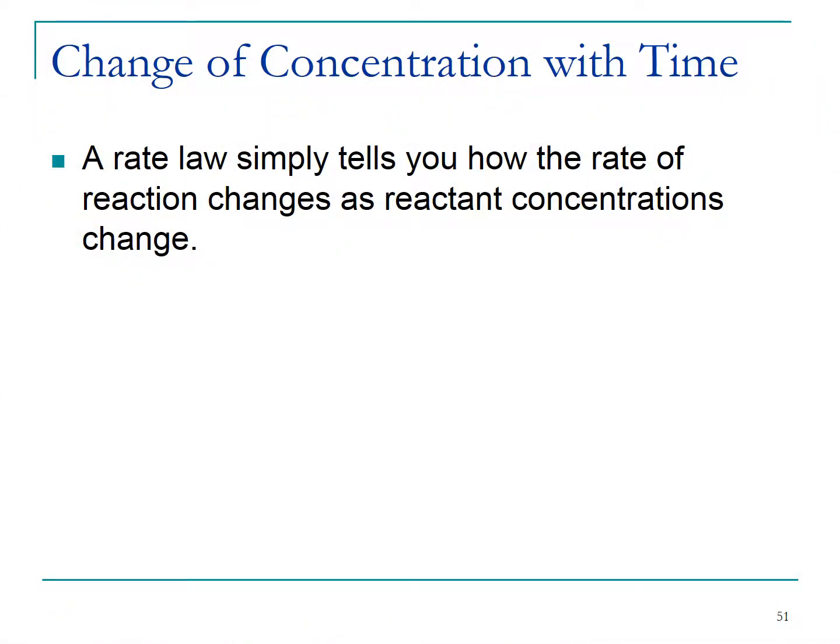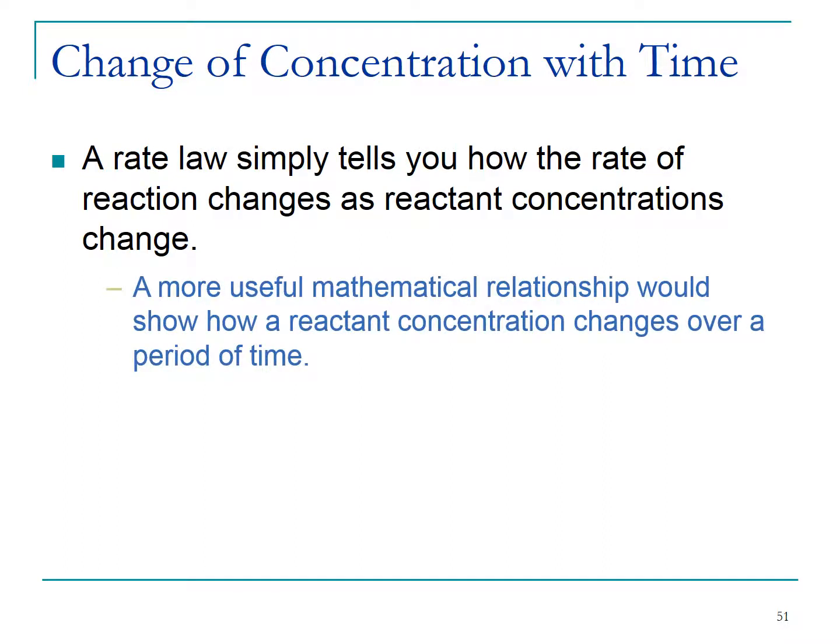So we know how to do a rate law, and it tells you how the rate changes with the concentrations of the reactants. But what's going to be much more useful is to find how concentrations change over time. So during the life of the reaction, how can you figure out what the concentration will be?